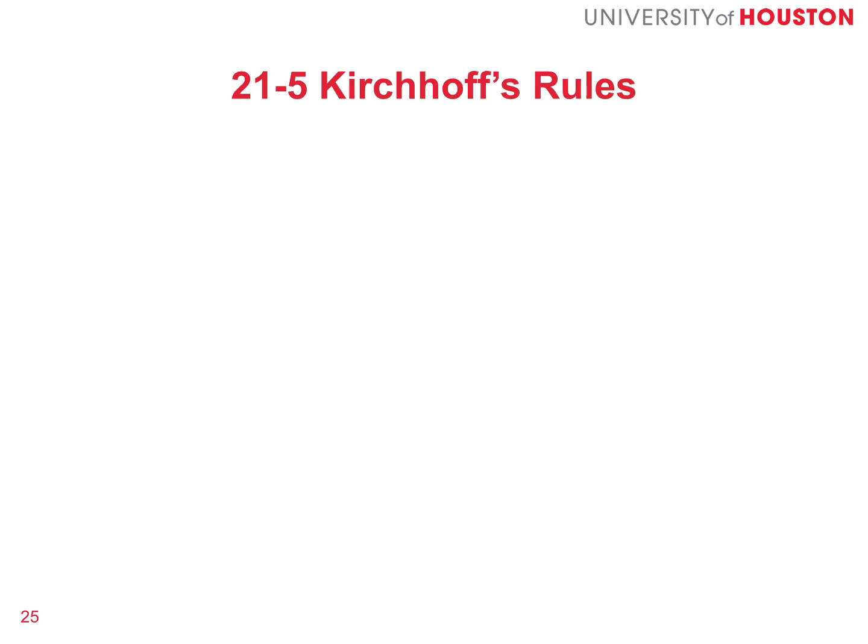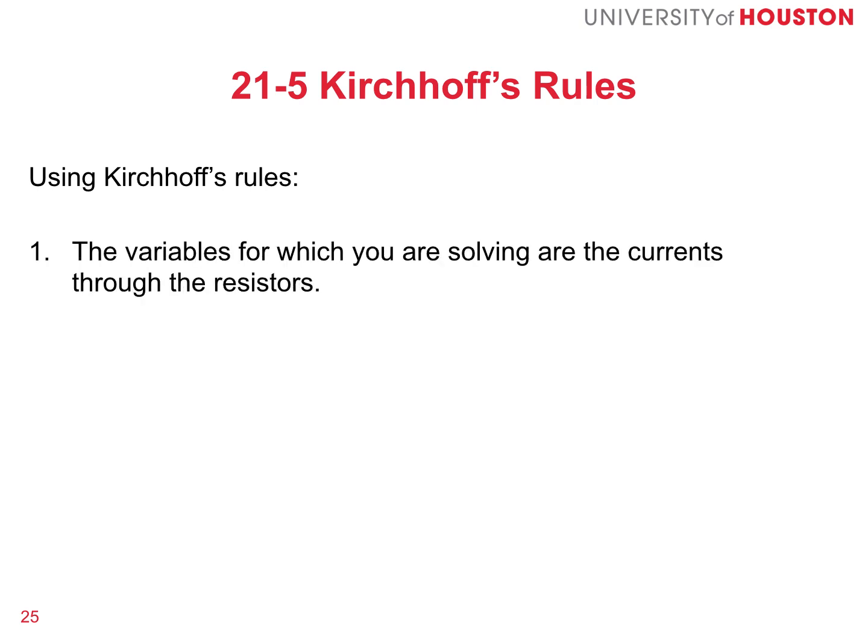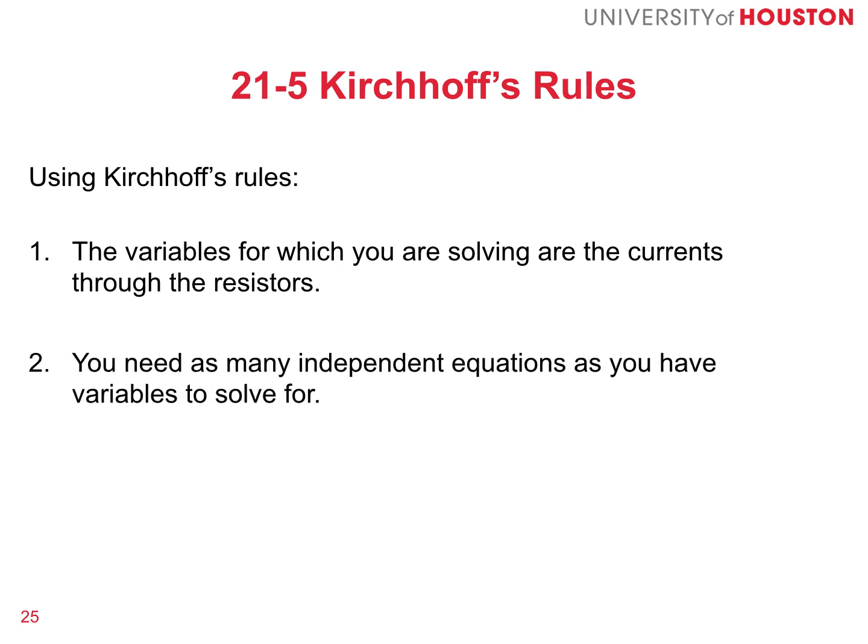The strategy for using Kirchhoff's rules involves 3 steps. The first step is to identify the variables for which you would like to solve for, and these are usually the currents that flow through the resistors. You will then need to set up as many independent equations as you can, and these will contain the variables you have to solve for. This is step number 2, and with step number 2 you have to use step number 3, which is to determine whether you need a loop or junction rule for your independent equation.